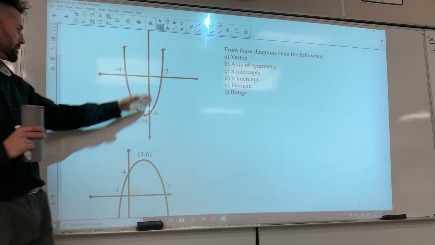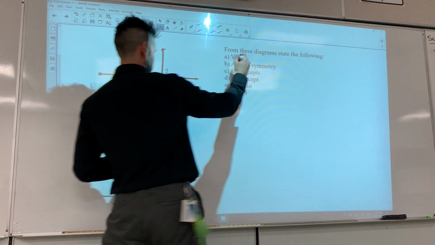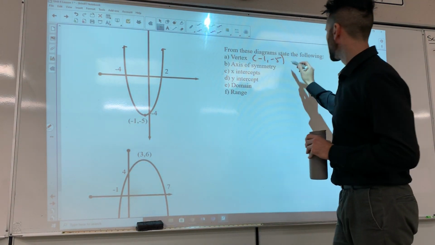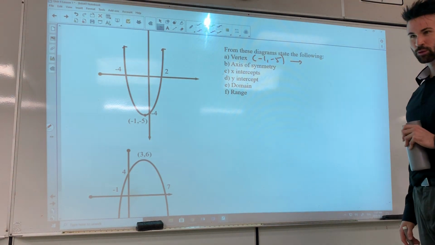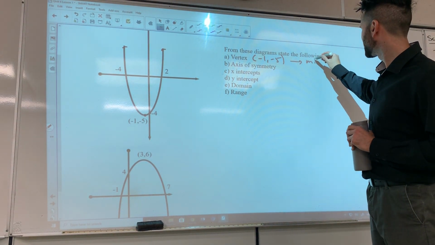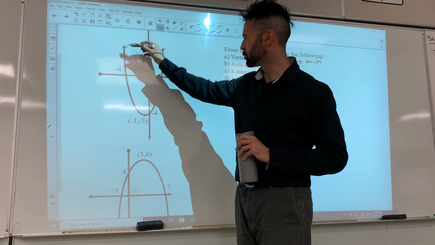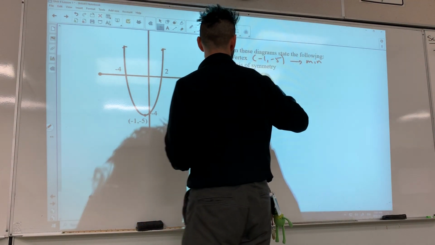Which one of these points is the vertex? It's the lowest point, this one here. So the vertex is -1, -5. And is this a max or a minimum? Minimum. Yeah, it's going downhill. So when it's opening up, the vertex is a minimum y because it's the lowest y value we'll ever get. What is the equation of the axis of symmetry?